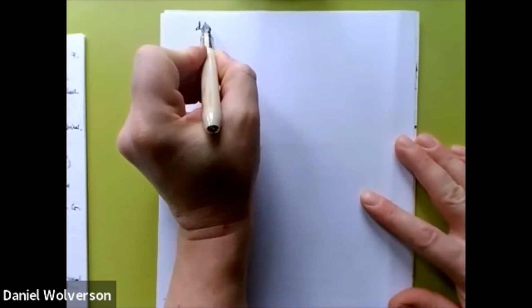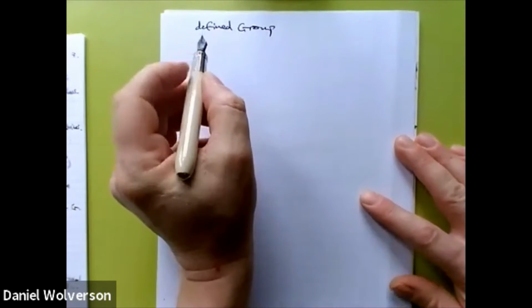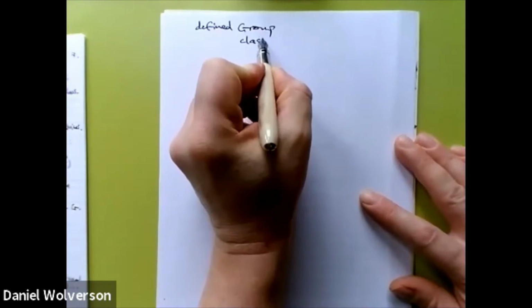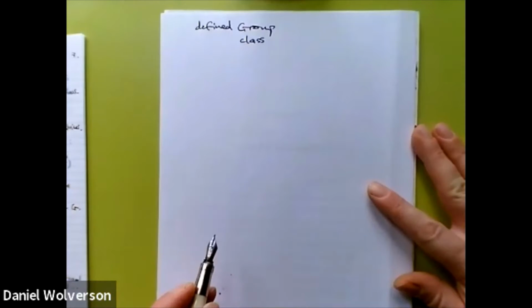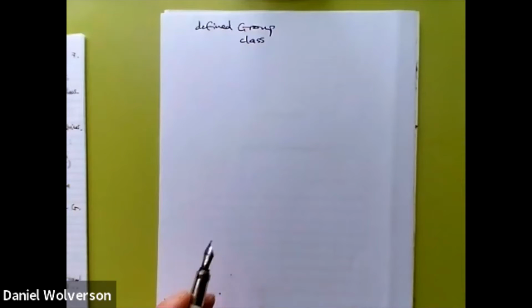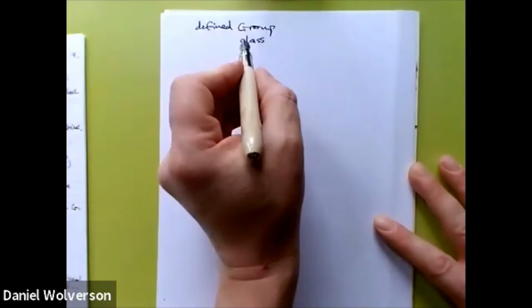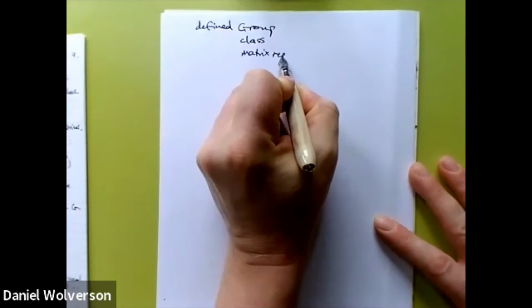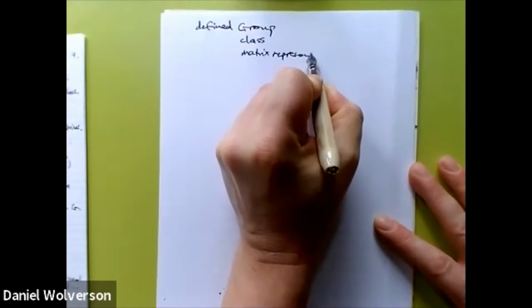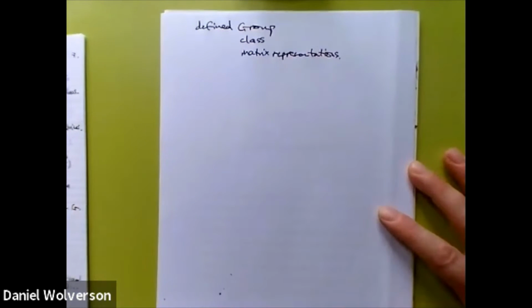We defined a group. We defined class structures within a group, which we saw was in some way lumping together similar types of symmetry operation if we're talking about symmetry groups. We talked about matrix representations. I'll write it out in full once.